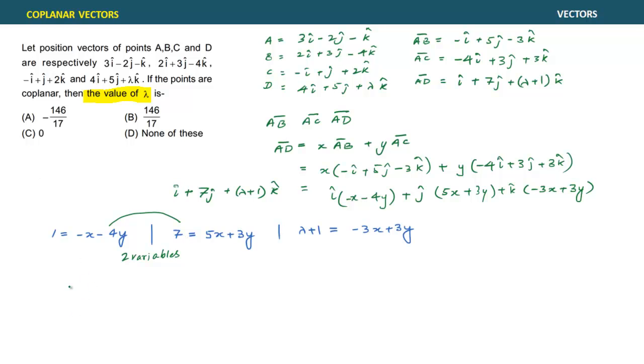The answers of x and y that you will get: x will come out to be 31 by 17, and y will come out to be minus 12 by 17. Just put the values here to find the value of lambda, and the value of lambda will come out to be minus 146 by 17, which is nothing but your option A. So this is how a question on coplanarity has to be solved, where you were asked the value of a third parameter using the same concept. I hope the concept is clear.